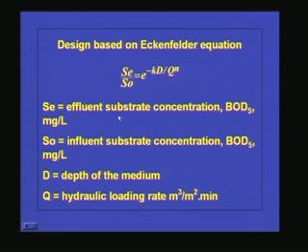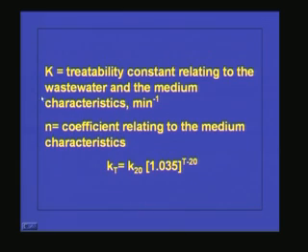Se is the effluent substrate concentration, either BOD5 or BODu in milligrams per liter, and S0 is the influent substrate concentration or BOD5 in milligrams per liter, and D is the depth of the medium. Q is nothing but the hydraulic loading rate, that means meter cube per meter square per minute, or you can put it in terms of days also depending upon the unit of this K value. And K is nothing but the treatability constant relating to the wastewater and the medium characteristics.